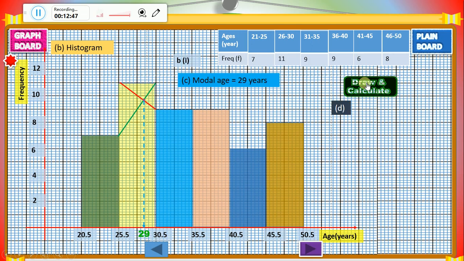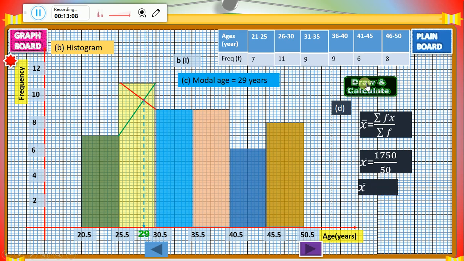Then D, we calculate the mean. Mean is given by this formula, summation of f of x over summation of f. We substitute the values we obtained from the table: 1750 divided by the frequency 50. There are 50 teachers in that school. Then the mean is 35. So that brings us to the end of this number.